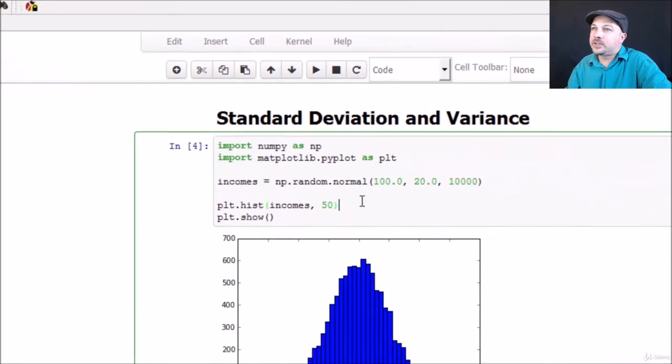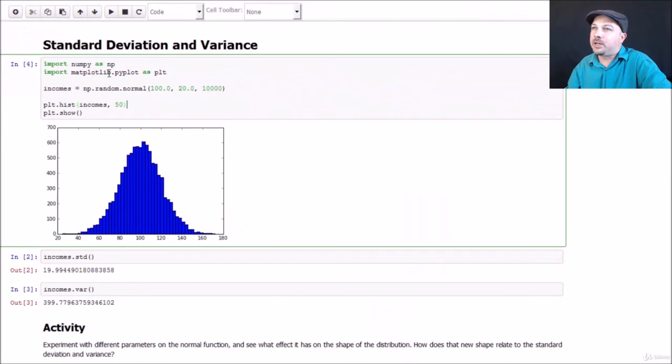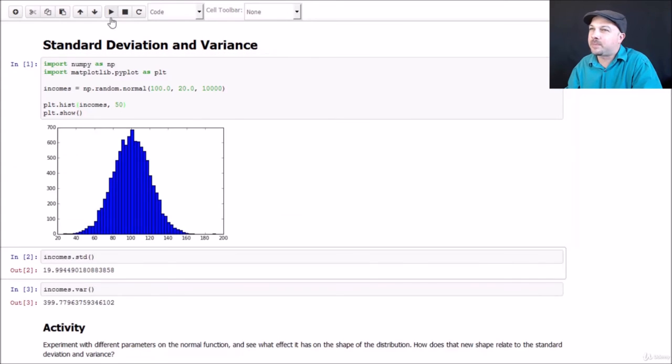What we're going to do here, just like the previous example, is use matplotlib to plot a histogram of some normally distributed random data. We're calling it incomes, and we're saying it's going to be centered around 100. Hopefully that's an hourly rate or something and not annual, or some weird denomination, with a standard deviation of 20 and 10,000 data points.